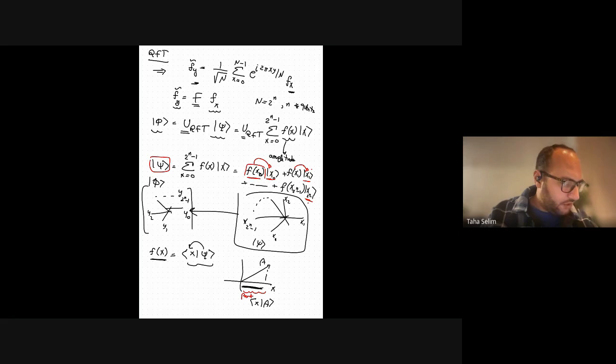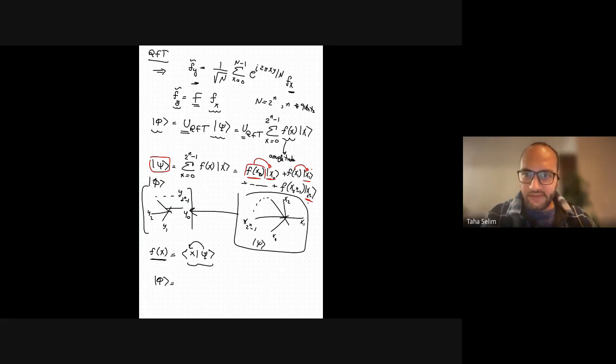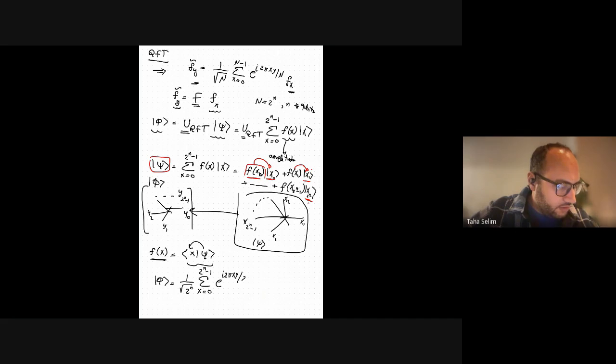Now, since we could have done this, we can now write a phi. And please stop me if you have any question. We can write it finally as 1 over root square of 2 to the power n, because this is our n, sigma x starts from 0 to 2 to the power n minus 1. And then we have e to the power i 2 pi x y divided by 2 to the power n. And then we have x psi. And then we have our x.